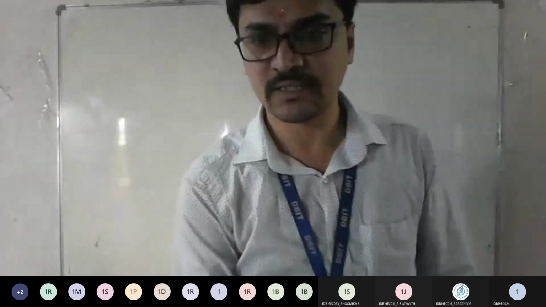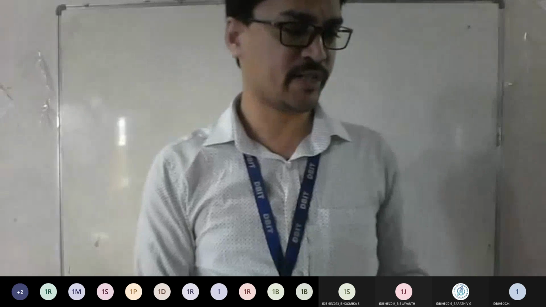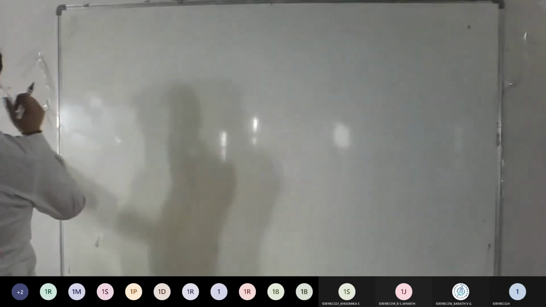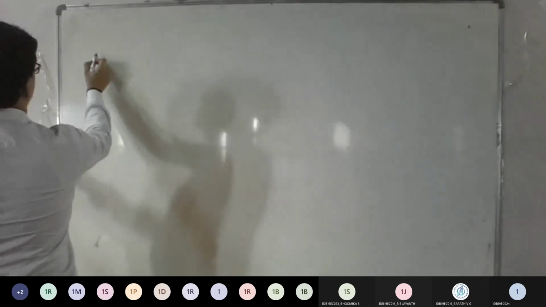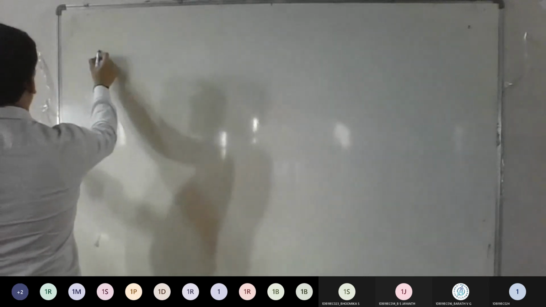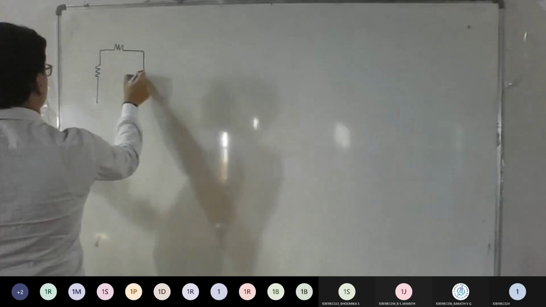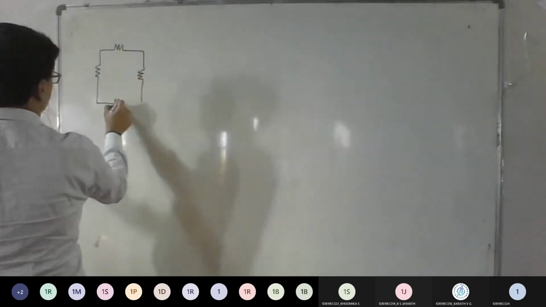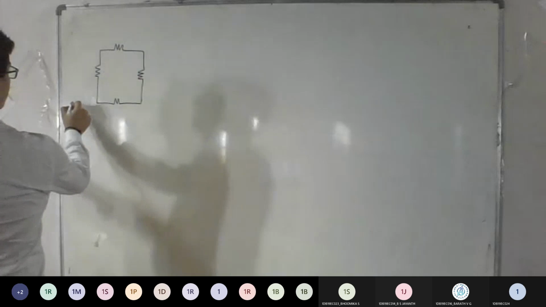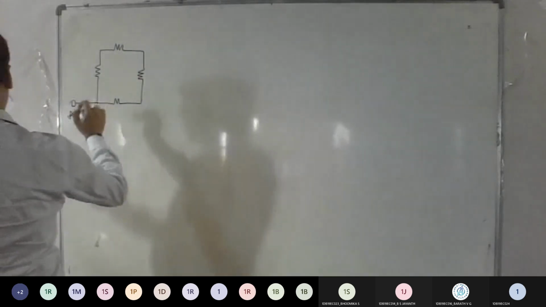So no doubts in the source transformation topic? Can I go ahead? Okay, good. So now we'll try to solve one problem on star delta also. Just make a note of the question. Find the equivalent resistance between the terminals A and B.